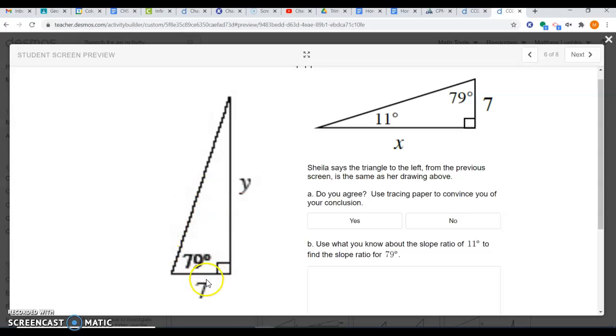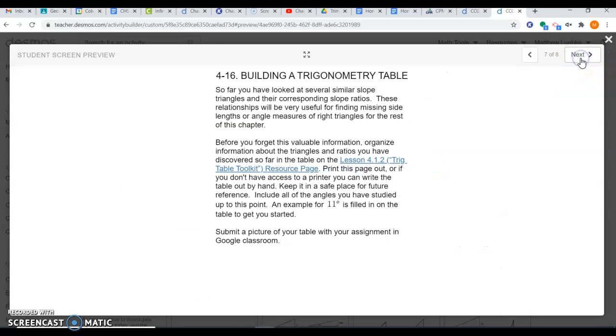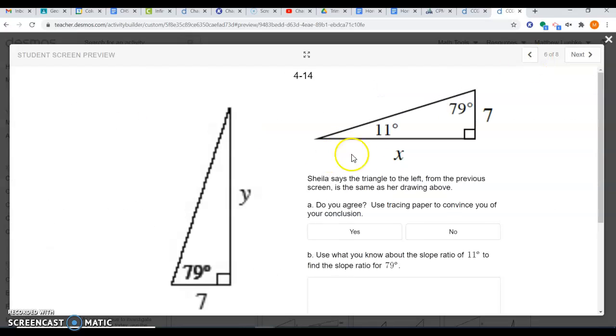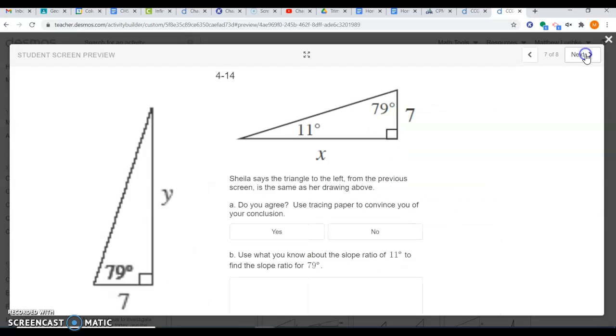Okay, we have this 79-degree angle, and Sheila says, actually, can't we say that this triangle down here is the same as the triangle that's up here? And we can agree if we think that's true or not. Okay, are they the same triangle actually? And then can we use this 11-degree angle to actually help us find x in this problem, which would then be the same as y in this problem? Okay, so by seeing it not as a 79-degree triangle, but as an 11-degree one, we can maybe answer this question. And that comes from the triangle sum theorem: 90, 79, 11, that has to be the third angle, and we can probably use it there.